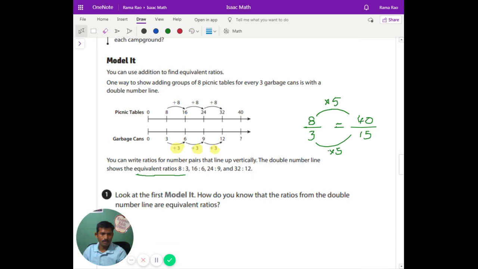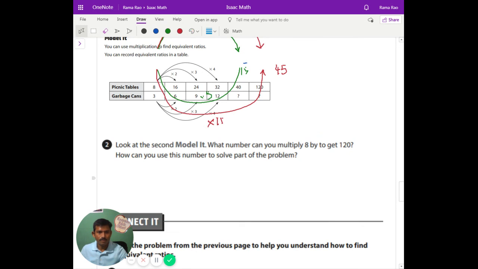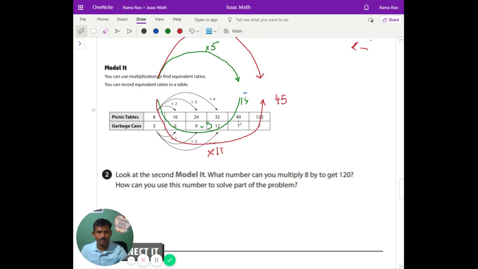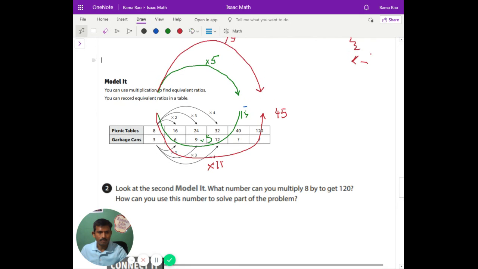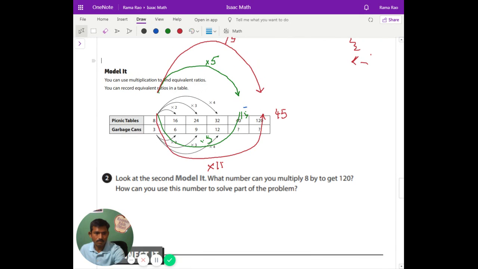Okay. Now here, this is the double number line strategy. In this strategy, how do you know the ratios from the double number line are equivalent ratios? How do you know it? You come up with something, and then we can discuss that. Now, if you look at the second model, in this model, we did multiply them. So you can see that.